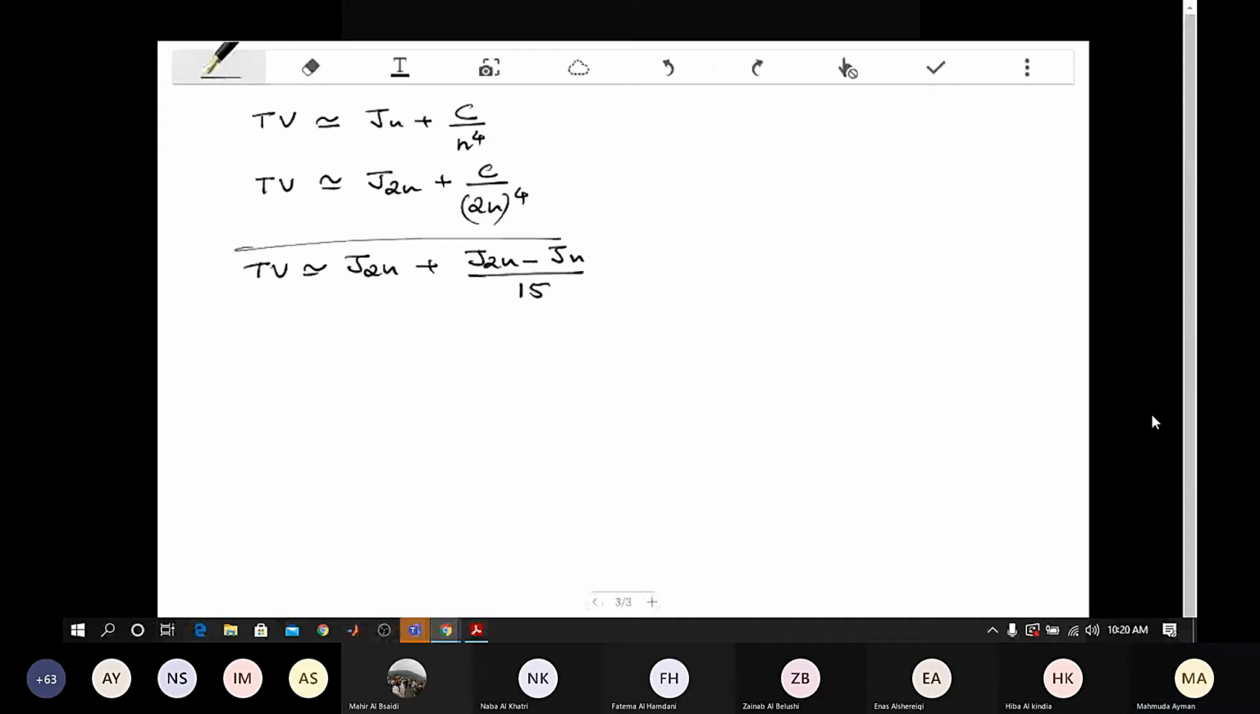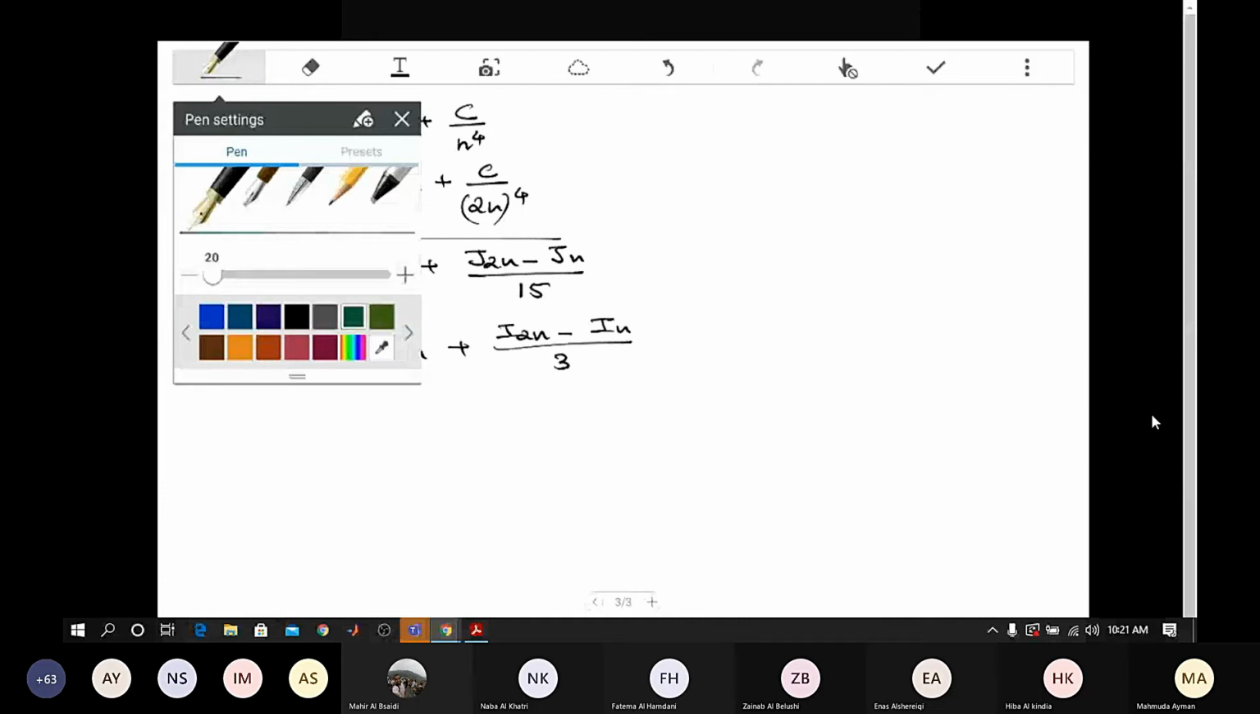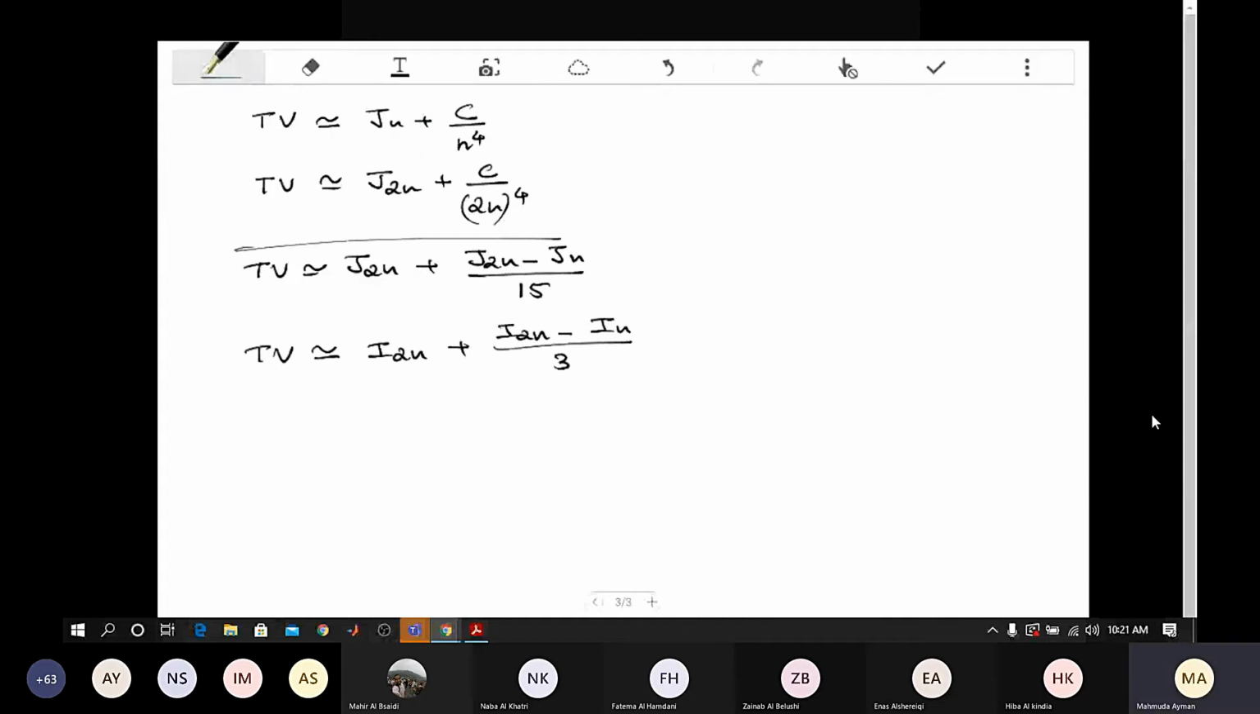Now, this one here is for the second order extrapolation. If we look at the first order extrapolation, the formula for the true value is equal to I2n plus (I2n minus In) divided by 3. So what you can do here is write this 15.